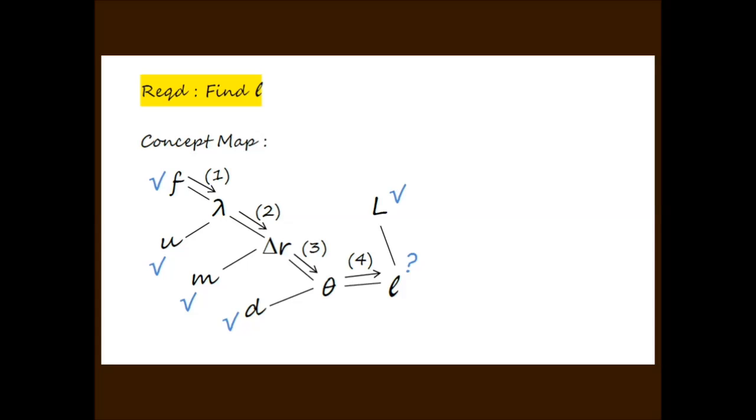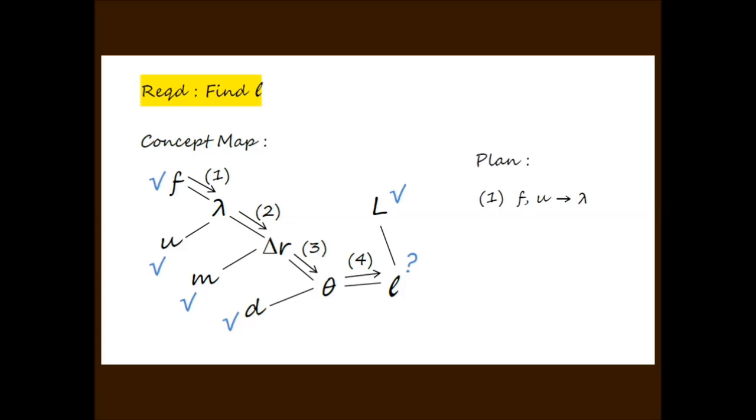Let us first identify our known quantities and the quantity that is required. We are given L, the screen to slit distance. We are given d, the distance between the slits. We are able to determine m from the order of the fringe. We know f and u, the parameters of the wave. We are required to find the linear position l of a given fringe.